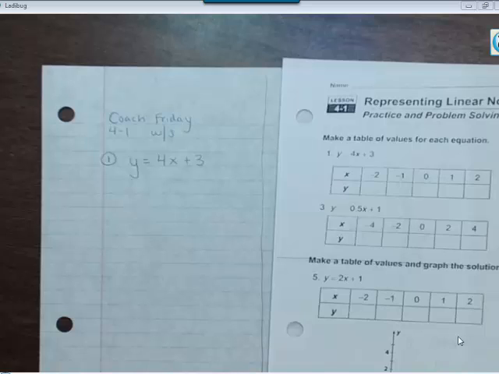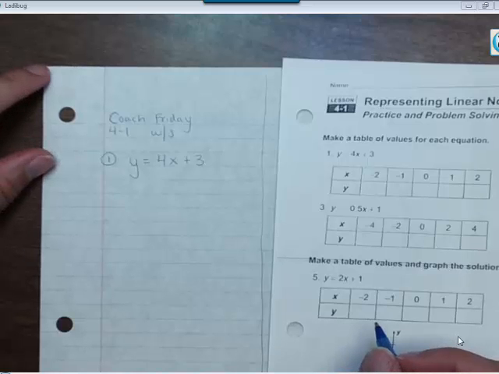Okay? You are not able to use your calculator on this paper at all. Do not use your calculator. So if I were to have to find the x or the y values using this equation, I'm going to have to plug it into my equation for every single point. So this is what I expect you to show.